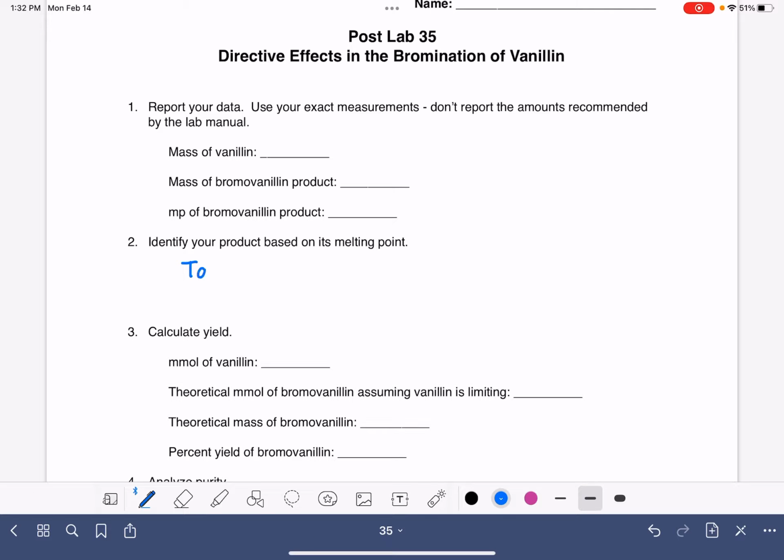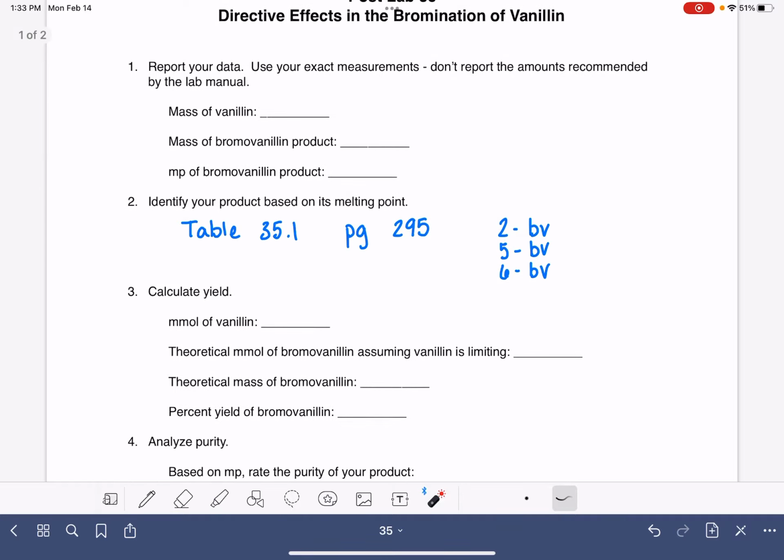Take a look at table 35.1 in your textbook. That is on page 295. That gives you the melting point of the 3 possible products. Your 3 possible products are 2-bromovanillin, 5-bromovanillin, and 6-bromovanillin. I'm just going to abbreviate those. And so you'll compare your melting point to the published melting points of these 3 substances, and that's how you'll identify it.